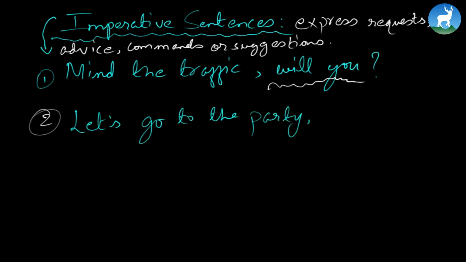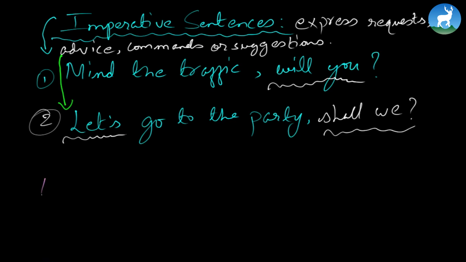Okay, number 2 example. There's one more exception to it, where, let's go to the party. Look at this. Let's go to the party. Again, if you think of it, is it not advice? And of course, let us. Don't forget that it's a contraction. So let's go to the party. Again, you'll have the positive question tag. Shall we? Let's go to the party, shall we?